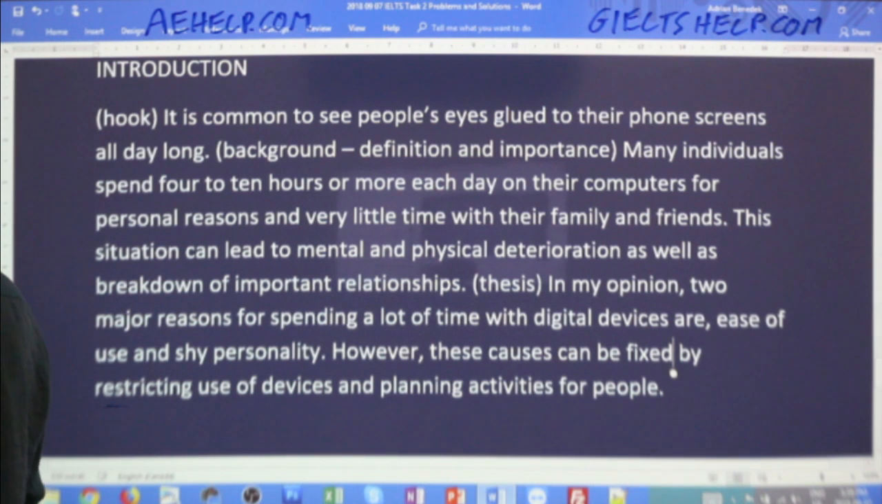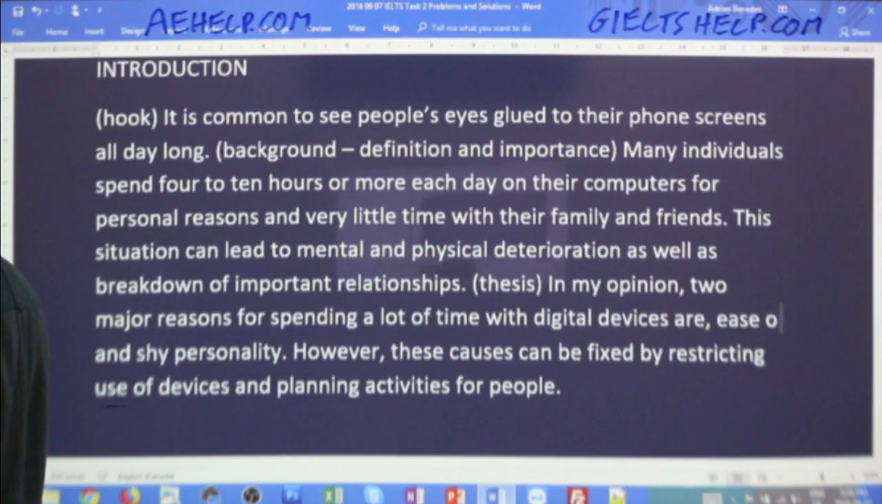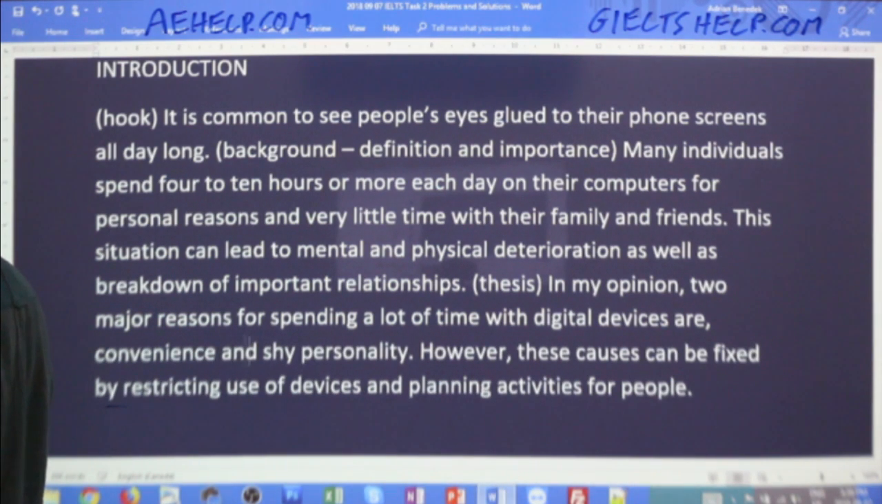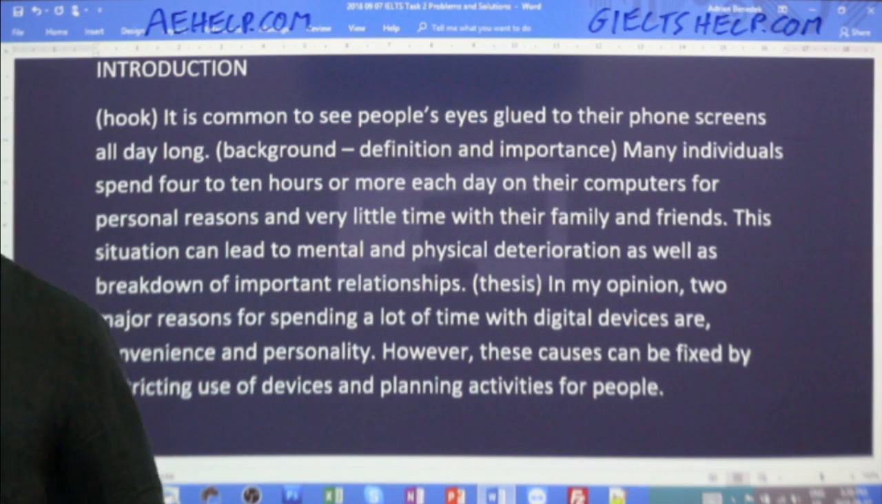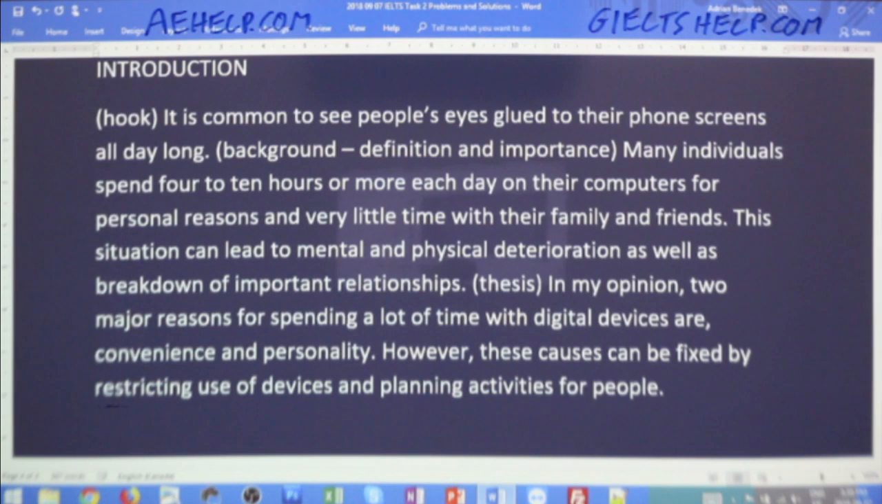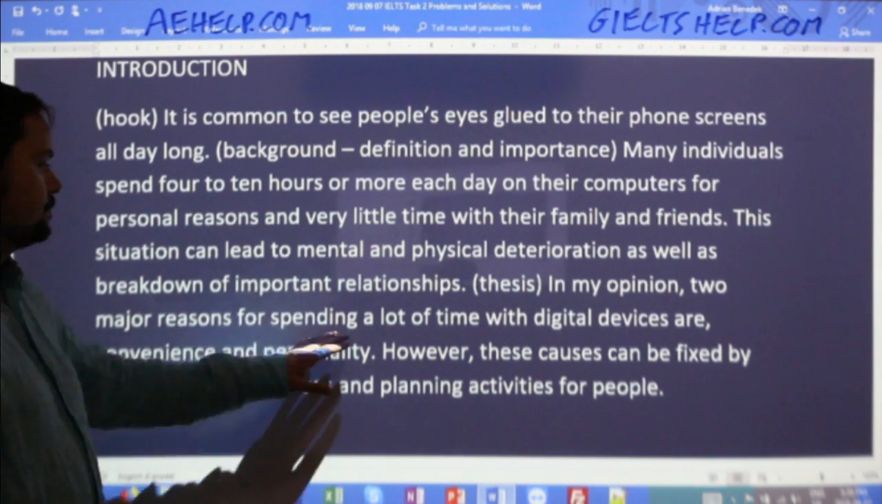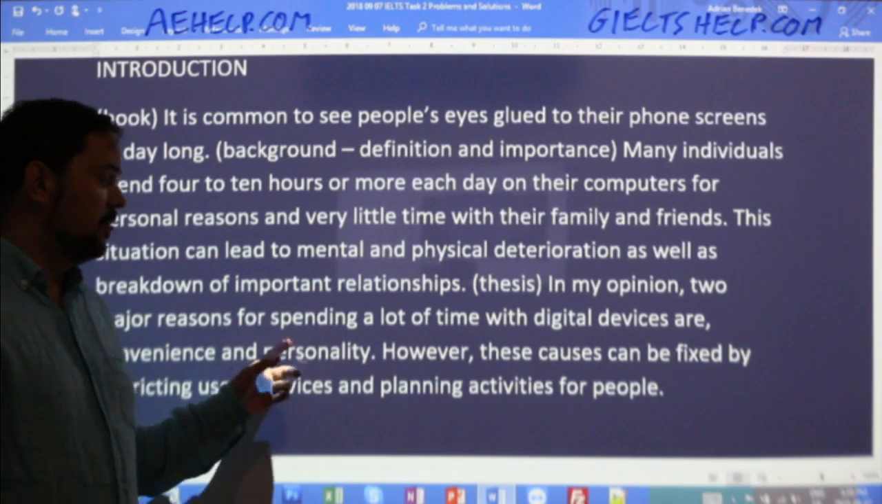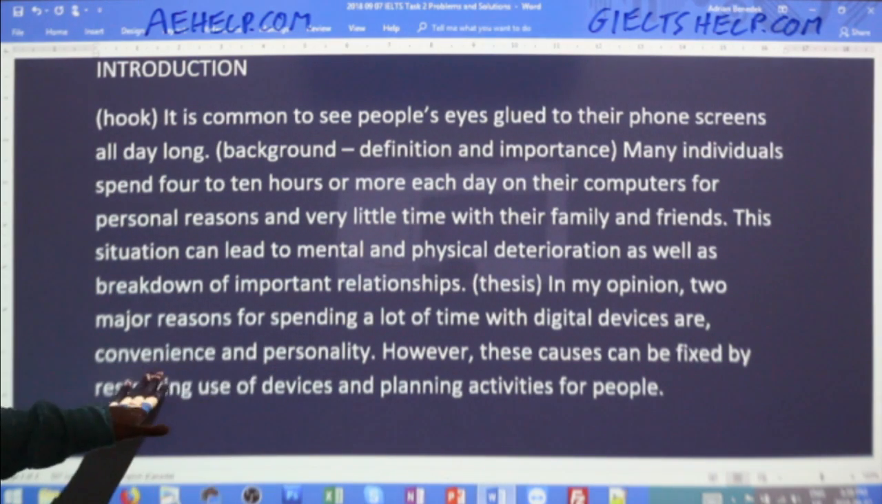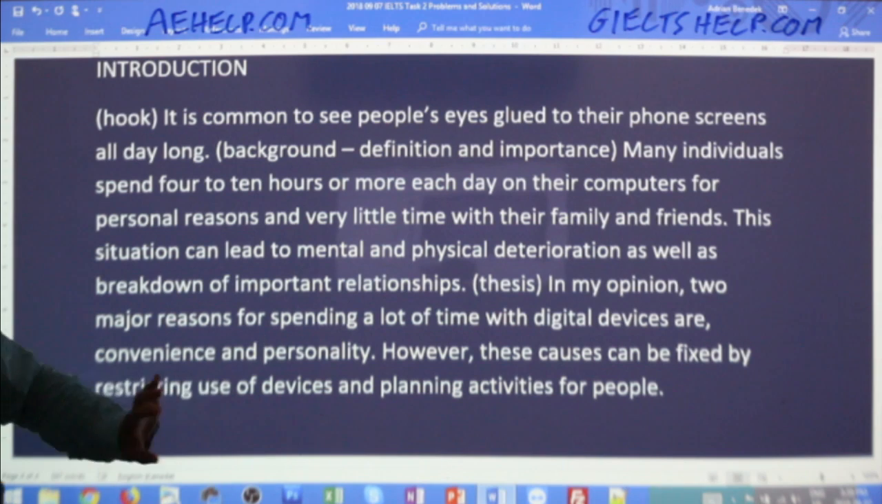So instead of ease of use, I can use another word. I can say convenience. Okay, and instead of shy personality, I can just say personality. I can explain that more in the body paragraphs, okay? So a lot of time with digital devices are convenience and personality. Okay, so boom, now they're parallel, okay? I got 2 nouns, good.